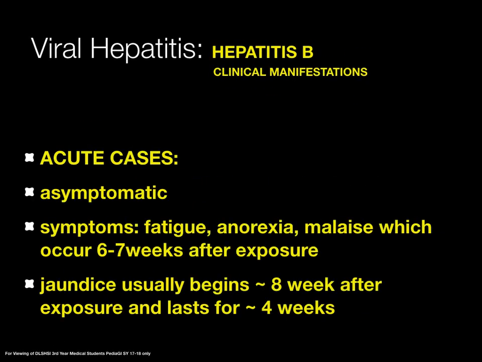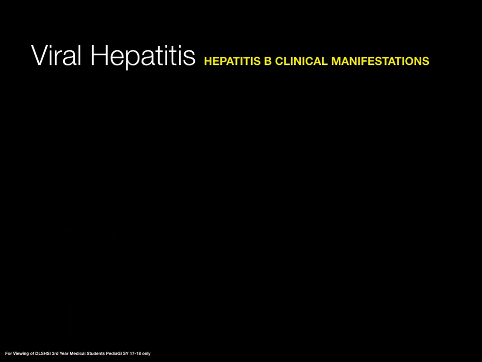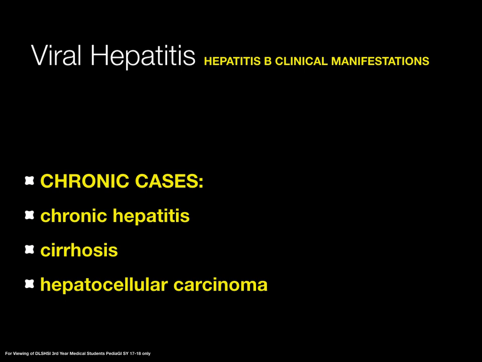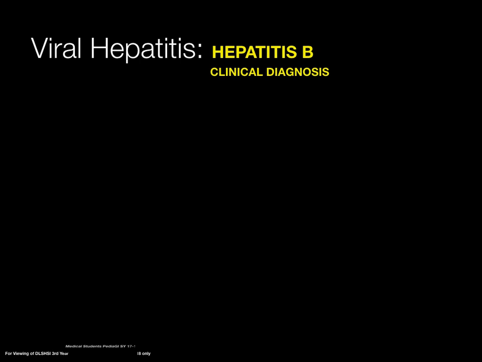Acute cases are often asymptomatic, but with symptoms, there can be fatigue, anorexia, and malaise, which occur 6 to 7 weeks after exposure. Jaundice usually begins approximately 8 weeks after exposure and lasts for approximately 4 weeks. Chronic cases can cause chronic hepatitis, liver cirrhosis, and hepatocellular carcinoma. Diagnosis is made by different markers.